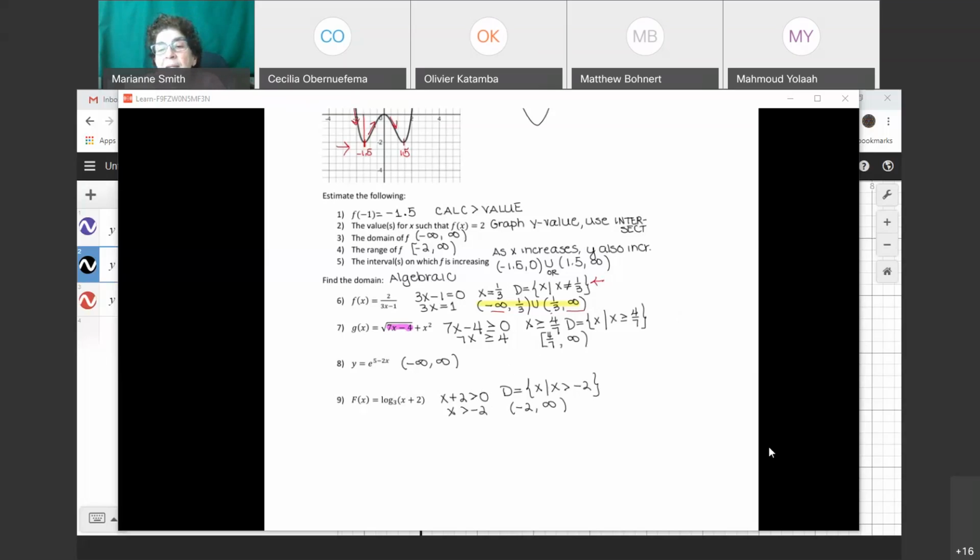Okay with 8 and 9? Please ask, okay? Particularly if it's been a while since you took college algebra. The reason why we go over this stuff at the beginning of a calc class is because you need to be comfortable with it to use these things as models.